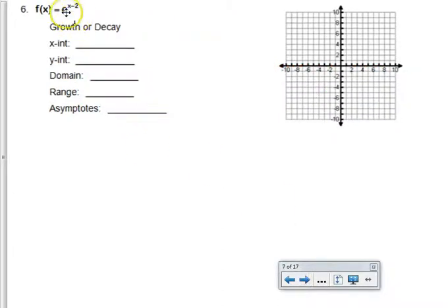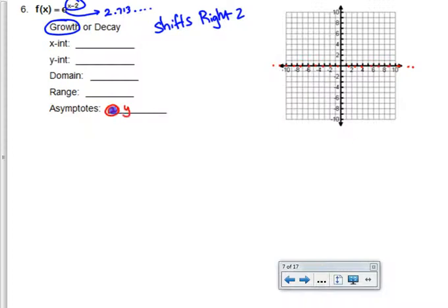Number 6, the base of e is really the number 2.718 blah blah blah. It's one of those irrational numbers like pi, and that's obviously bigger than 1, so I know it's a growth function. If I graphed this on my calculator, I would see something kind of exciting happen. This x minus 2 shifts the function horizontally, and it shifts it right 2 units. So what that's going to do is not much. It's not going to shift my horizontal asymptote anywhere. I still have a horizontal asymptote at y equals 0.